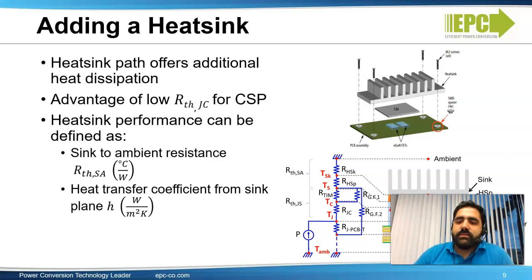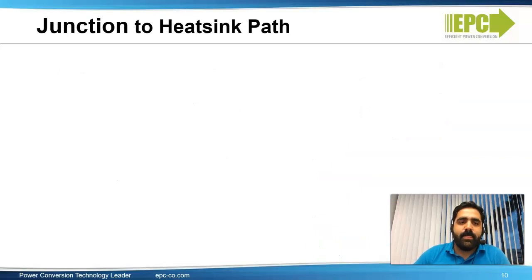So the heatsink thermal resistance to ambient can be defined from manufacturers, or it can also be estimated from reduced models for either air-cooled or water-cooled heat sinks. Also, any generalized type of heat transfer from the sink surface can also be defined as an effective heat transfer coefficient and can be added to the resistive circuit model.